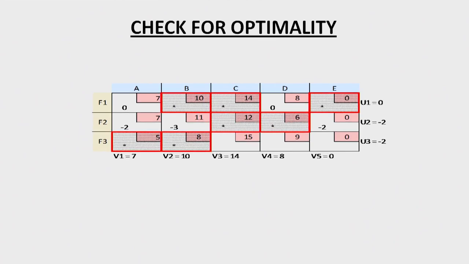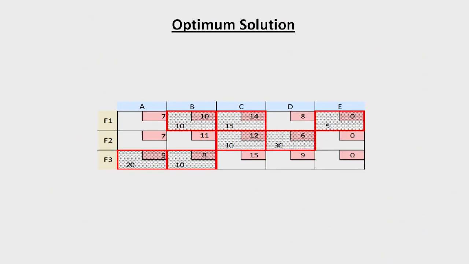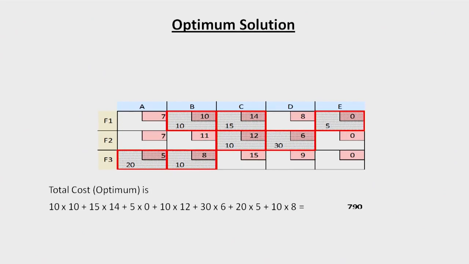For row F3 and column C, 14 plus minus 2 minus 15 is equal to minus 3. For row F3 and column D, 8 plus minus 2 minus 9 is equal to minus 3. For row F3 and column E, 0 plus minus 2 minus 0 is equal to minus 2. Since all the values in the unoccupied cells are either negative or 0, the initial basic feasible solution is the optimum solution. So therefore, the total optimum cost is 790.